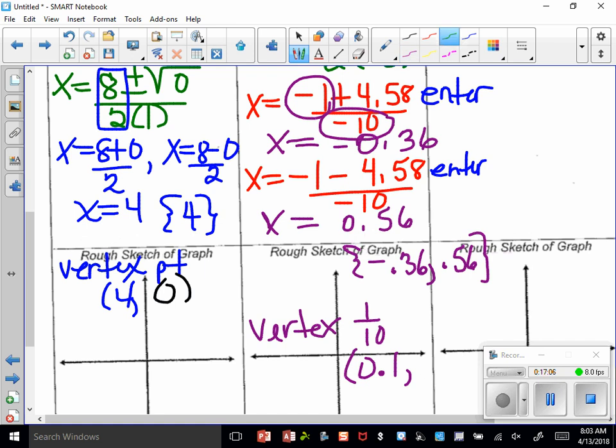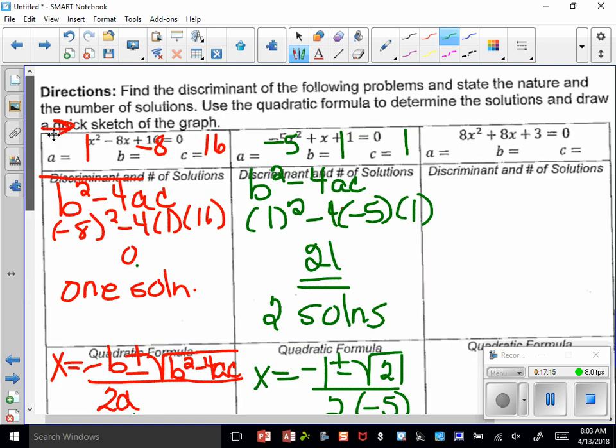So I'm going to have you guys walk through the third problem here. You're going to simply follow exactly the same process: identify a, b, and c, find your discriminant, and then do the quadratic formula. Okay, so I'll give you a second to do that.